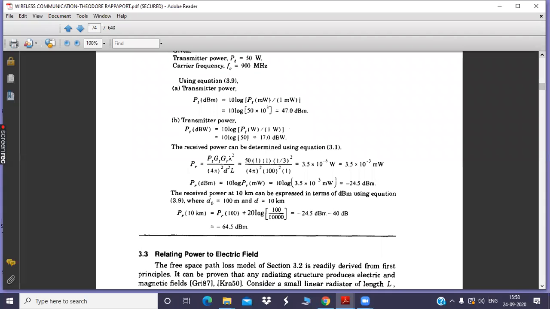And actually the module starts from the cellular concept. That part is very important. Then cell splitting, cell sectoring, microcell, whatever I have taught today. Then trunking theory is very, very important. The problems, that is finding the traffic intensity, finding the arrival rate, and trunking efficiency.